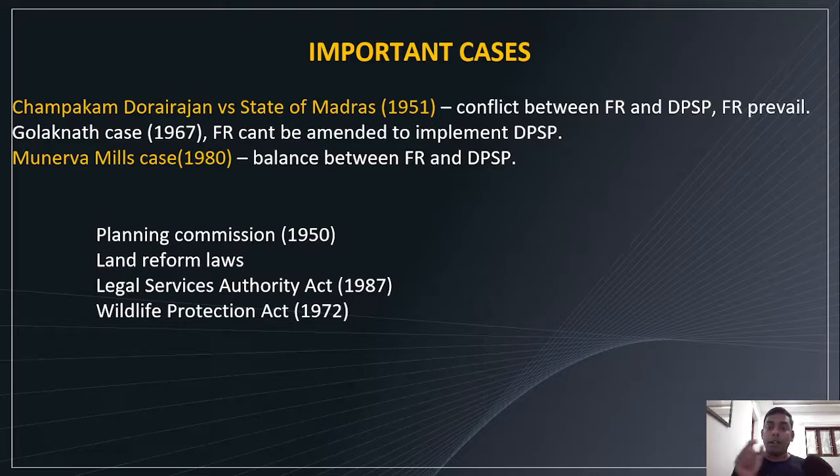It is a case related with reservation in medical seats in 1951. So Champakam Dorairajan approached the court, and the conflict was that Article 15 says there must not be any discrimination on the basis of religion, race, caste, sex, or place of birth. So reservation. There happened a conflict between fundamental right and DPSP. So the court held fundamental right prevails.